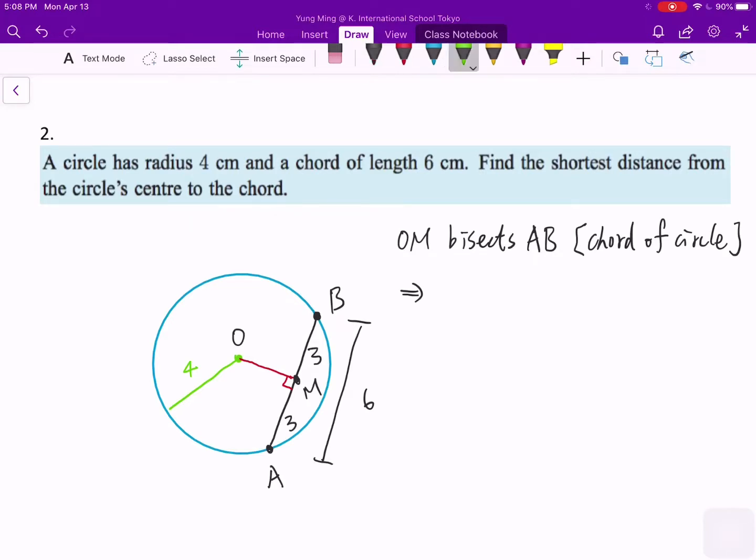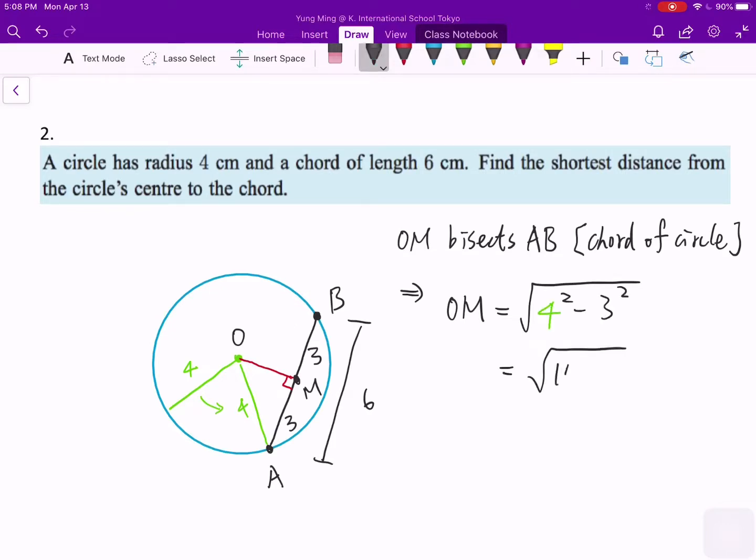And you realize that you can actually swing your radius here. So this is also 4 as well. So now you see a right triangle. You can definitely solve for OM. OM is, by Pythagoras theorem, equal to square root of 4 squared minus 3 squared.